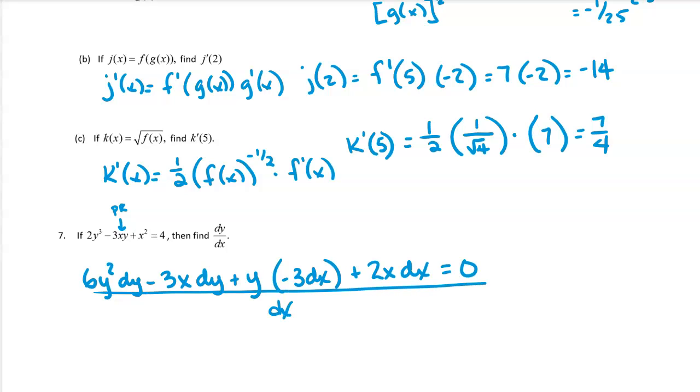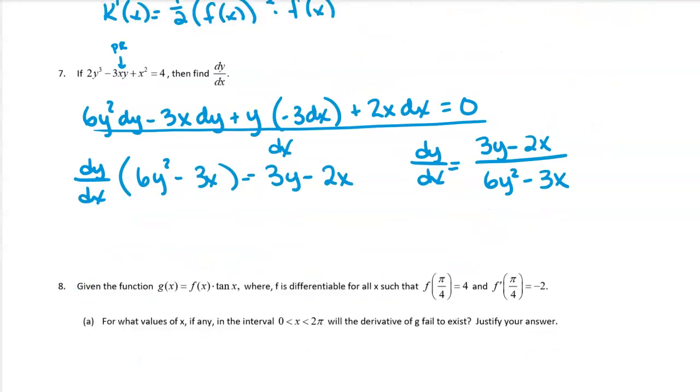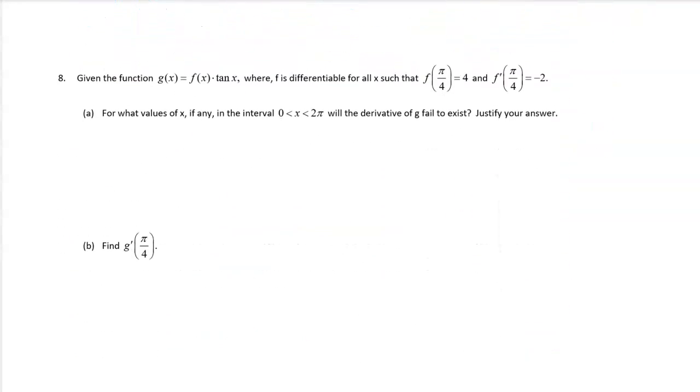So my first two terms have my dy dx in them, so I'm going to factor that out. Taking the other two to the other side, I have 3y minus 2x, and my final answer is dy dx equals 3y minus 2x divided by 6y squared minus 3x. And here's the home stretch, page 4.